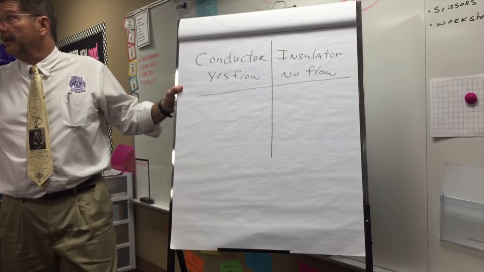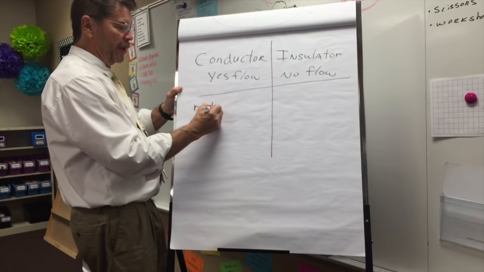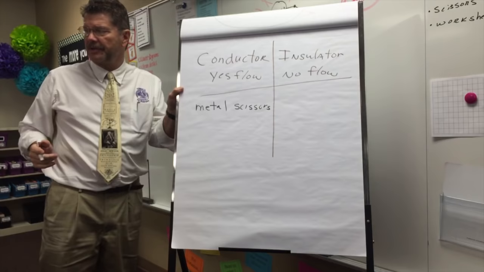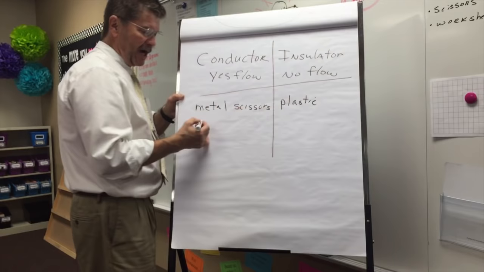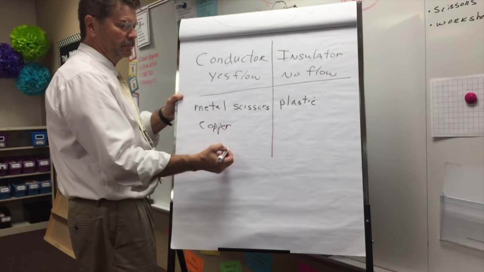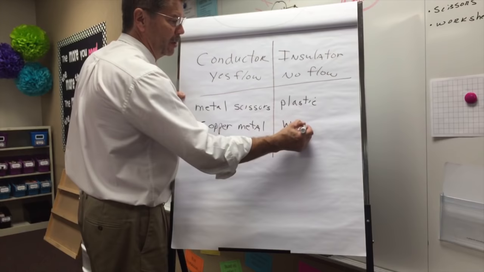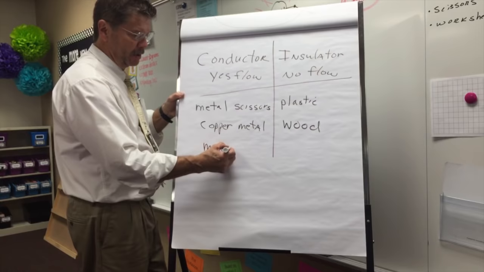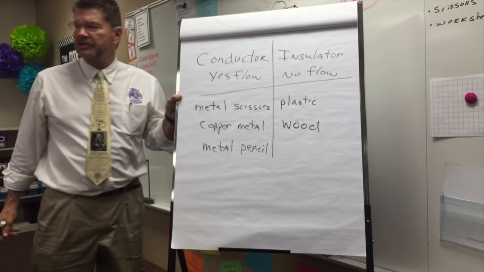Yes. The metal on the scissors, right? And what part did not work on the scissors? The plastic. Okay. Someone had a copper metal, right? Copper metal, that worked. What about the wood pencil? Did that work? No. What about the metal on the pencil? Did that work? Yeah. Okay. And what about glass? Insulator or conductor?